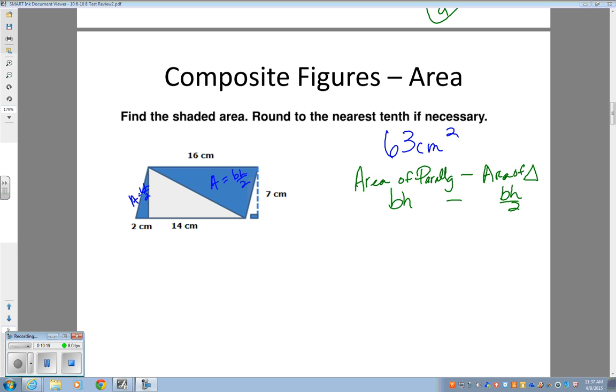So what's the base? What's the height of this one though? I know the little one has a height of 7, but what's the other one? The height of this one here? If you're using the 16, it's 7 as well. It's always the perpendicular one.